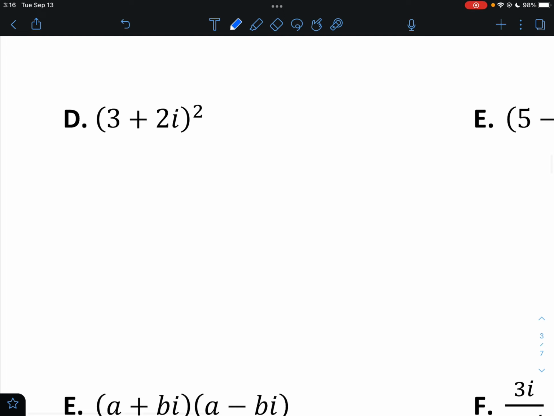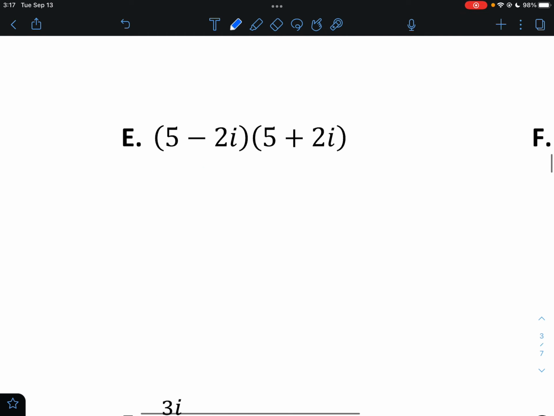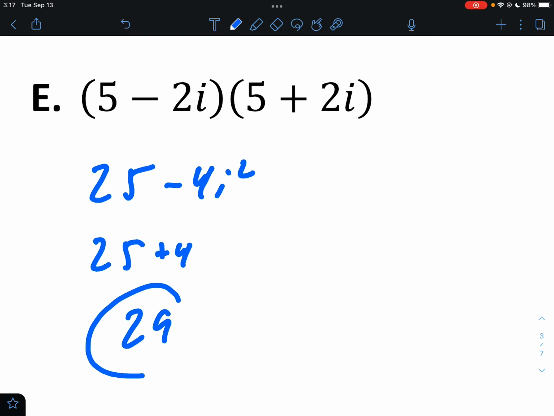D, 3 plus 2i squared. So 3 times 3 is 9. 3 times 2i is 6i, so that'd be 12i. And 2i times 2i is 4i squared. You know, this is negative 1, so this becomes negative 4. So it's 9 plus 12i minus 4, or 5 plus 12i. Distributing here, we get 25 plus 10i minus 10i cancels, so minus 4i squared becomes 25 plus 4, or 29.